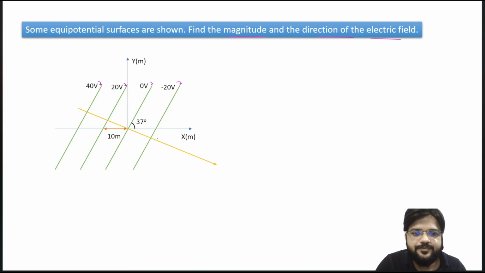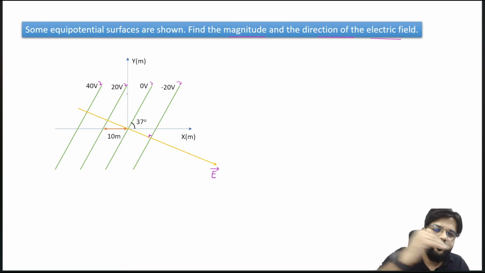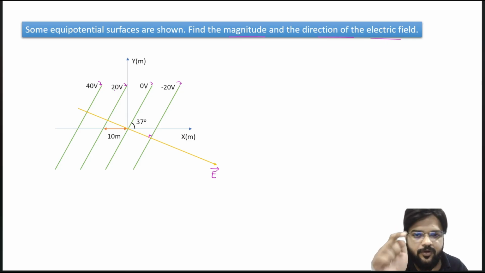You can see it here. This is the equipotential surface, so it is intersecting at 90°, correct? And if we are moving in the direction of the electric field, then the potential is decreasing. Here we have 40 volts, then 20 volts, 0 volt. So we are moving in the direction of the electric field, and the potential is continuously decreasing. And the equipotential surface and electric field are both perpendicular, correct?